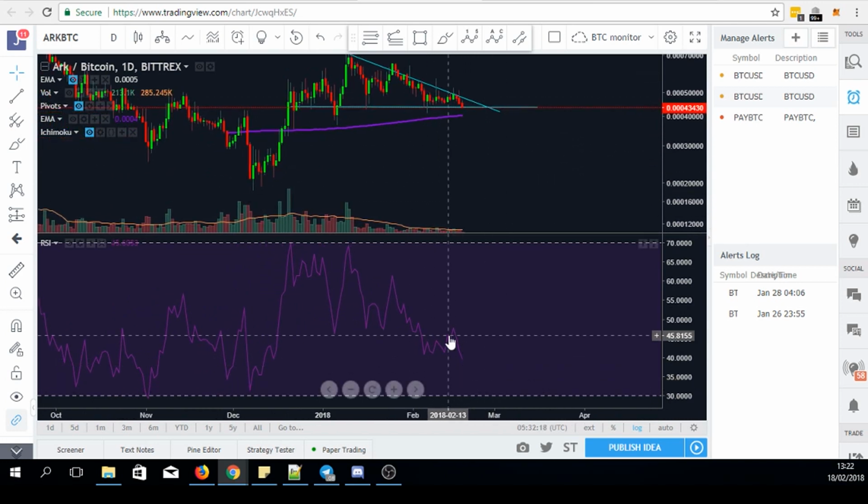So that would be exciting because RSI is still heading down. If we look, we're neutral there, but we do have a possible lower low scenario happening. Lower high going into a higher high.